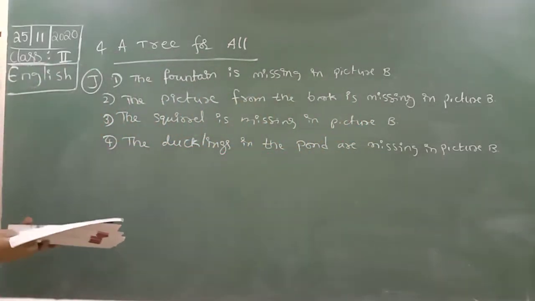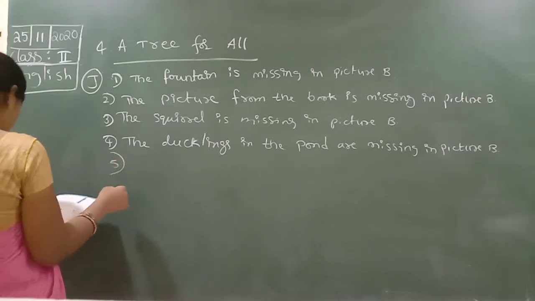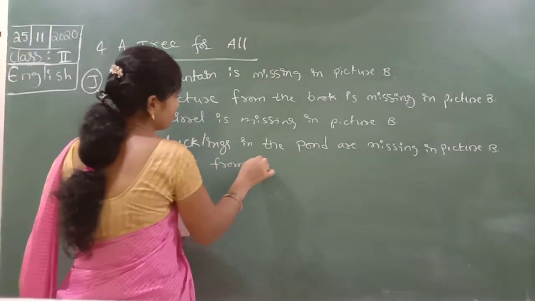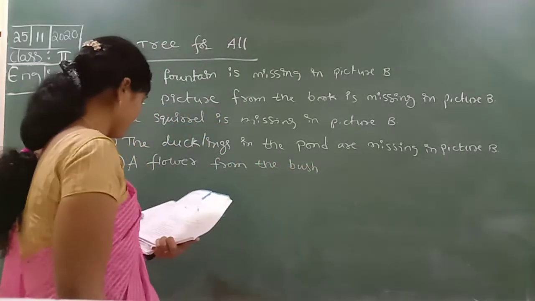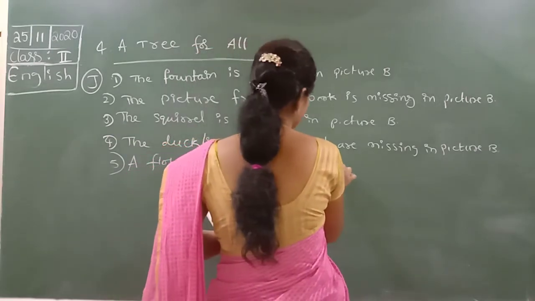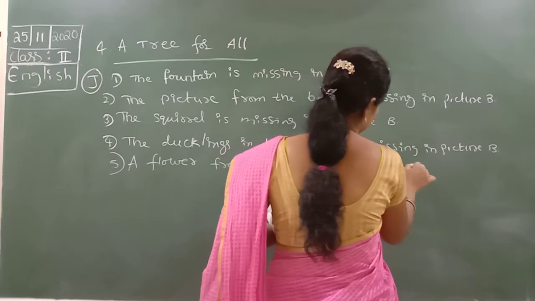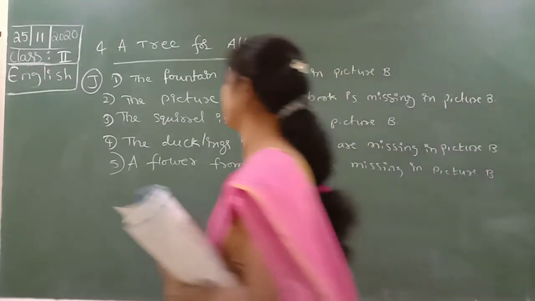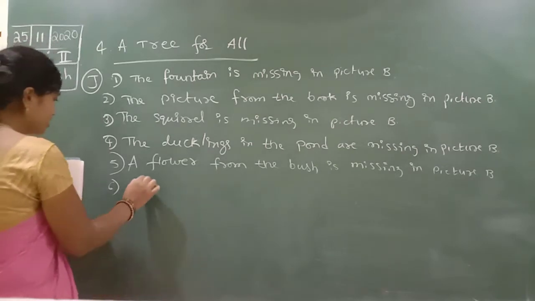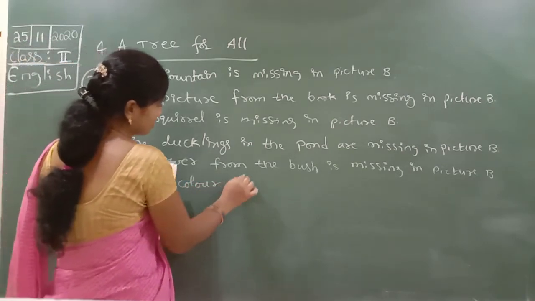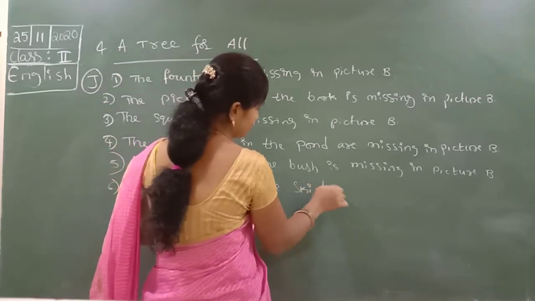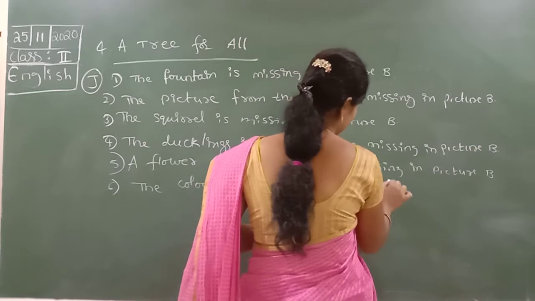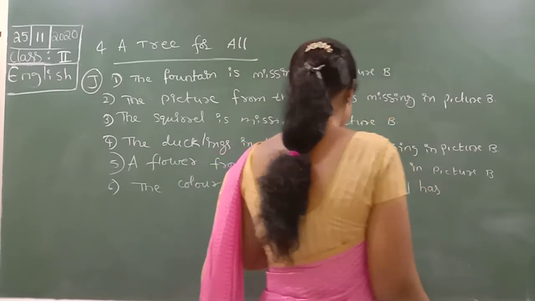The color of the skirt of one girl. Fifth one, a flower from the bush is missing in picture B. The color of the skirt of one girl has changed to orange.